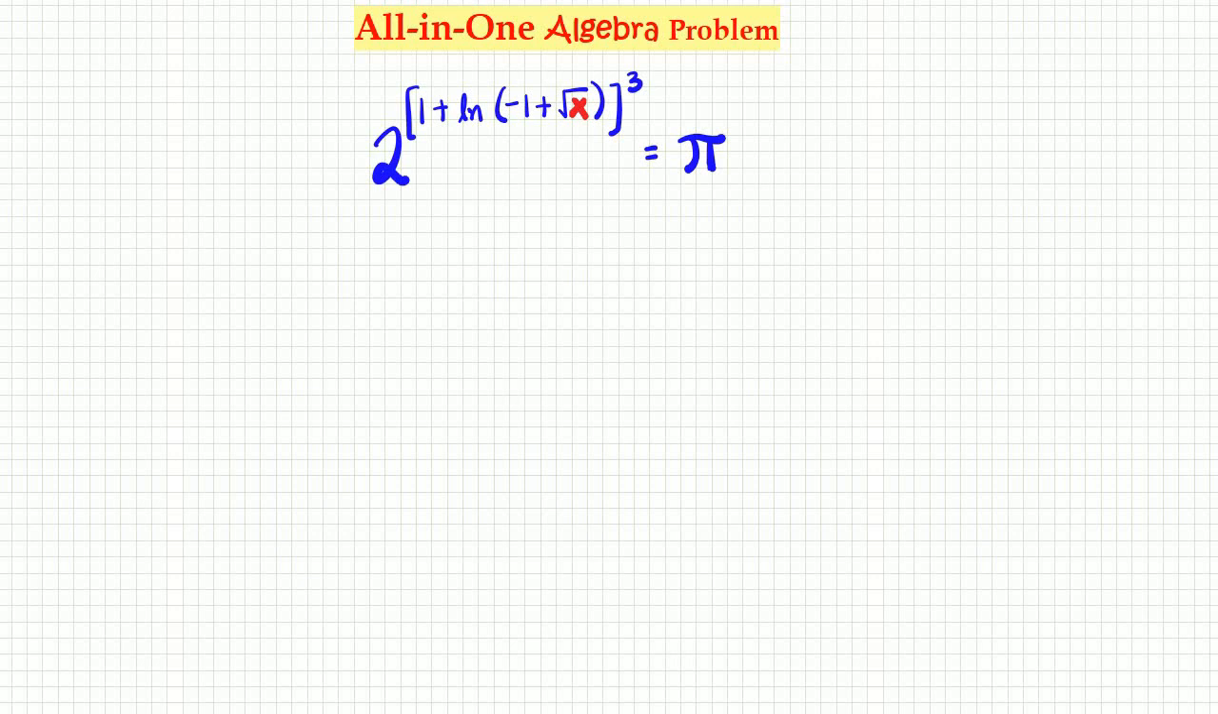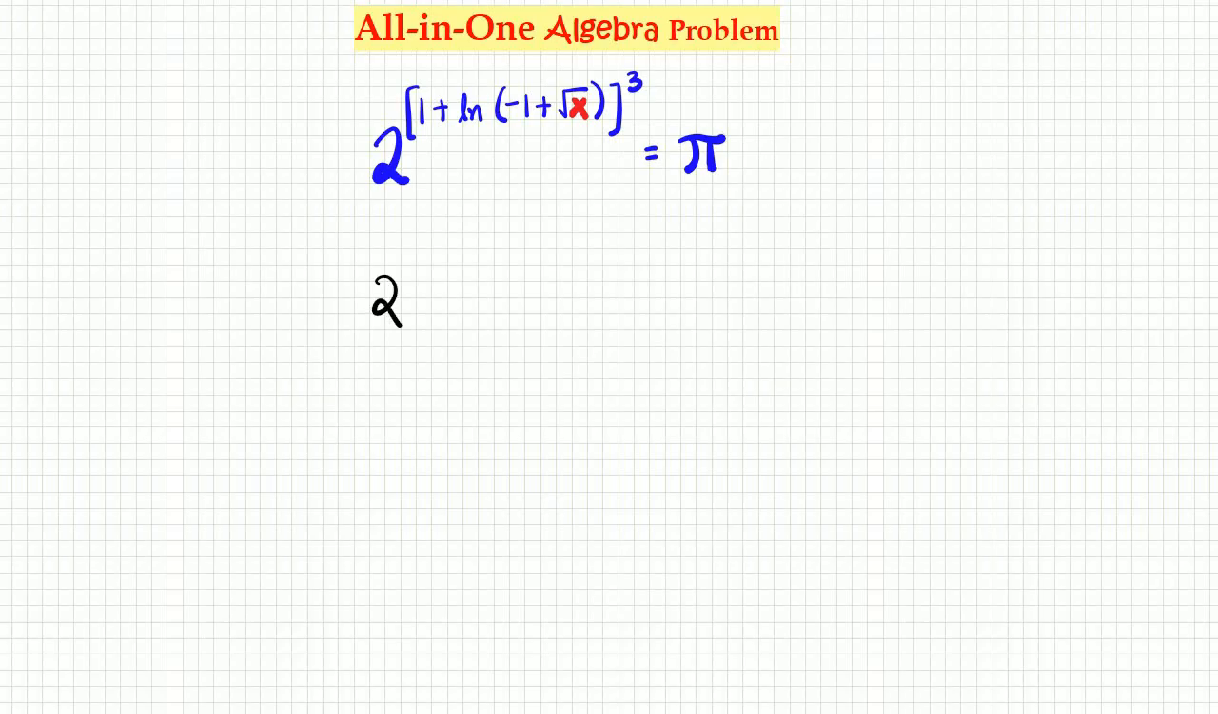Hello everyone, so we are back again and today we have an all-in-one algebra problem. Why am I calling it so? You're going to get to know real quick. Okay, so we have this weird exponent, and because this has x in its power, we're going to apply log with base 2 on both sides.